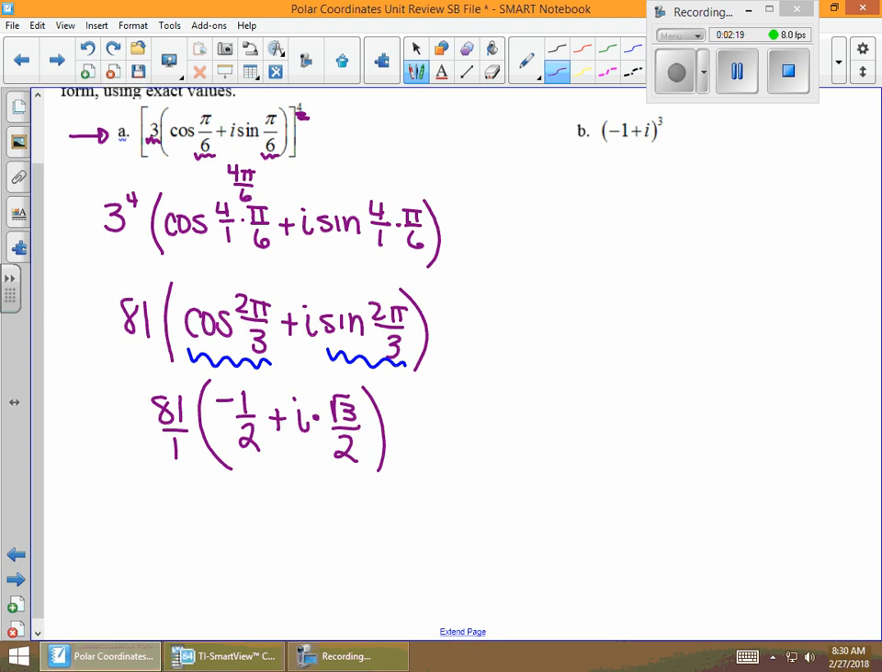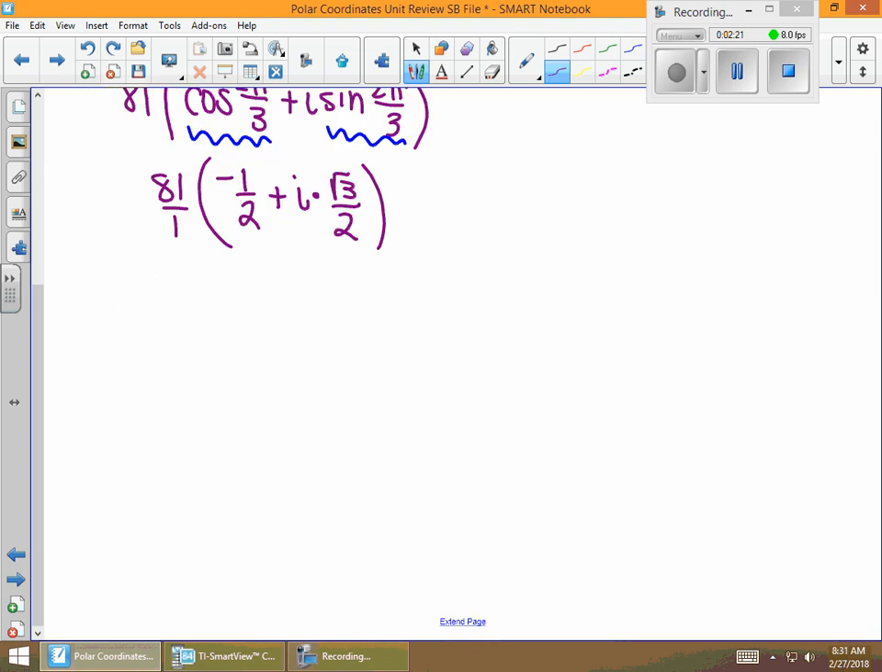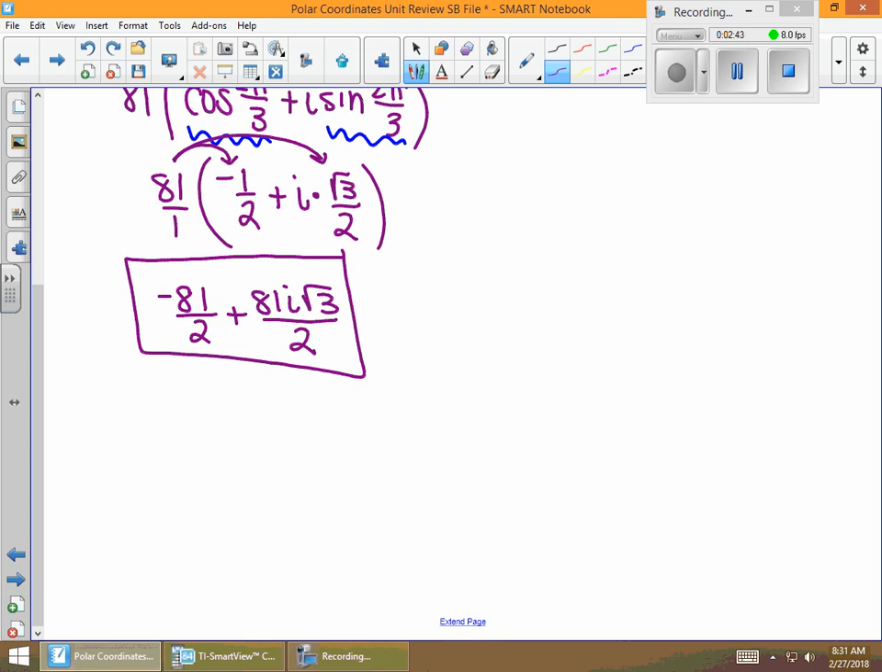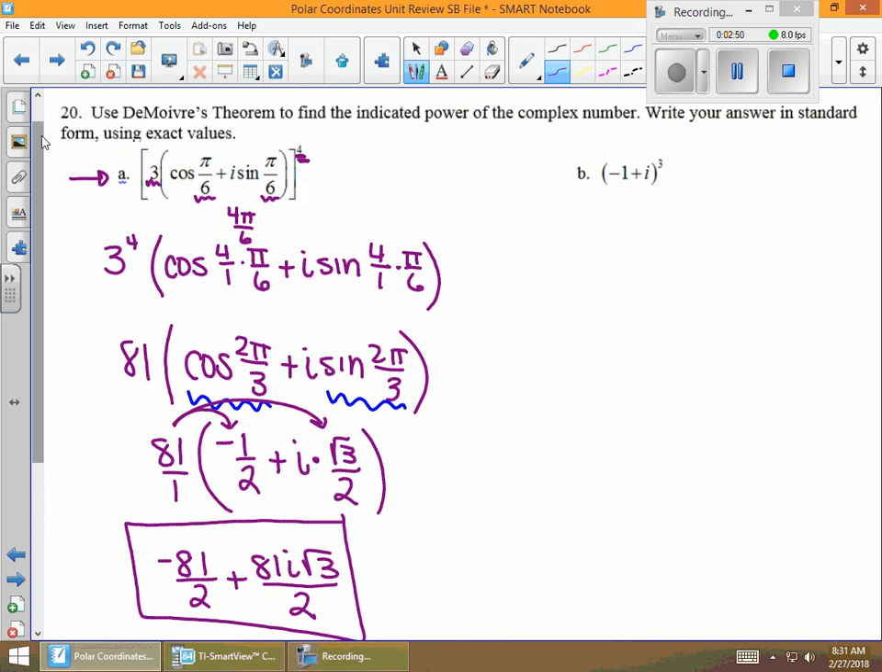Since we have fractions, I'm going to go ahead and make that 81 over 1 for when I multiply this through. 81 is not divisible by 2, and we are asked for exact values, so I'm going to write my final answer as negative 81 halves plus 81I radical 3 over 2. Not the prettiest answer, but it's our answer. It's in standard form. So that's the most basic kind of power that you can deal with.